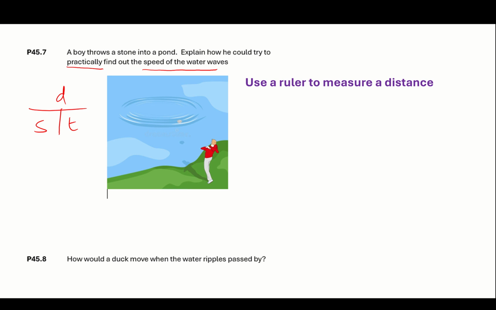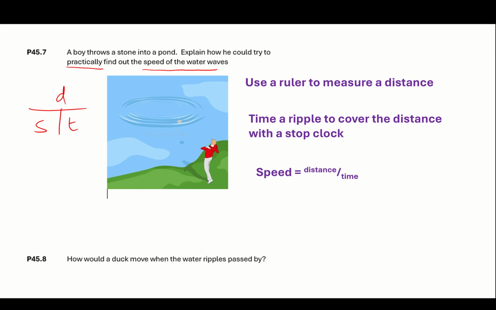Use a ruler to measure a distance in the pond. Time a ripple to cover that distance with a stop clock. Speed equals distance divided by time. So you can imagine I'm going to mark a distance here. I'm going to put in his hand, there's his rock, he's a naughty boy, he's trying to kill ducks. Let's put a stop clock in his hand there, or floating on his shoulder. And what you can see is, when this ripple comes across, I'll do it slow-mo. So here it comes, start, stop, and that would be the speed.